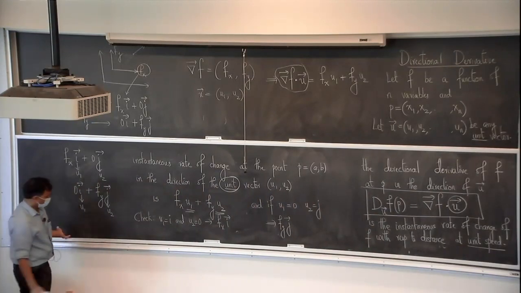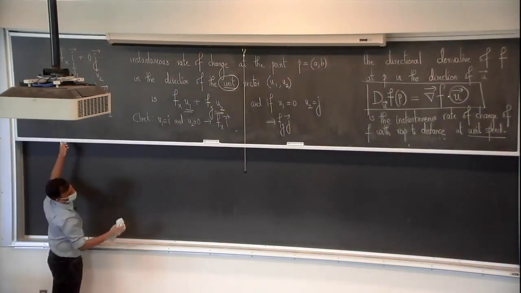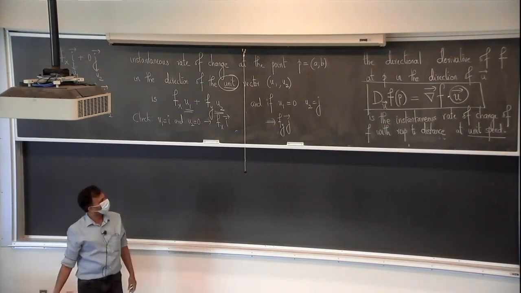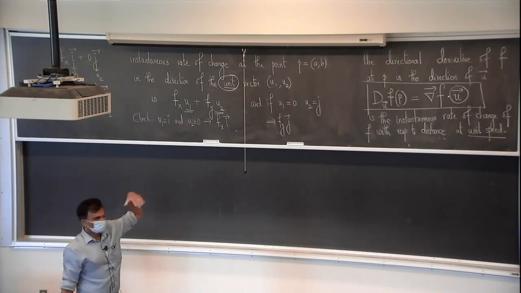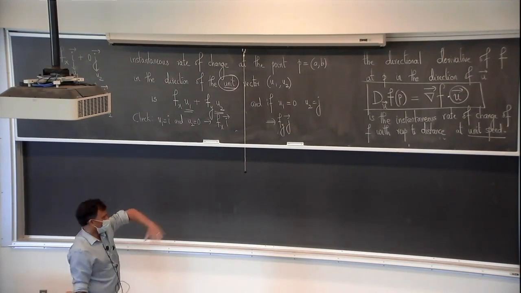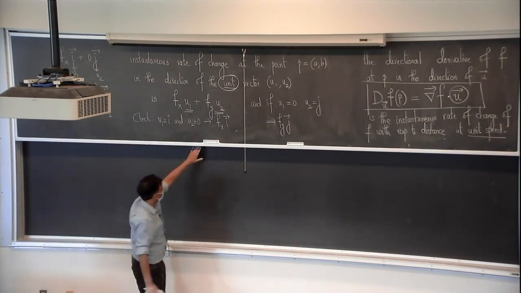All right, let's do an example quickly. In terms of computation, it's a very easy thing. It's difficult to understand what it means, but to do it, if you know how to do a dot product, it's a pretty easy thing to do.